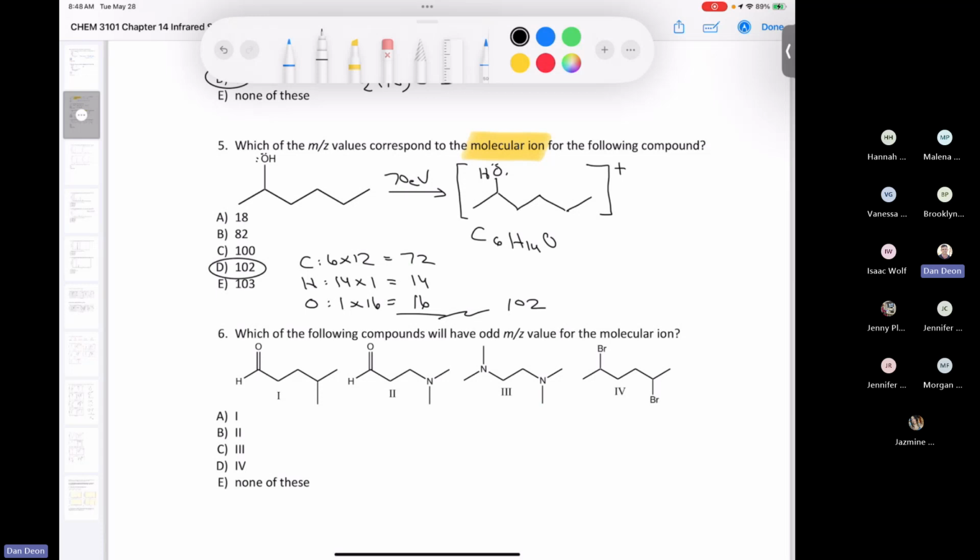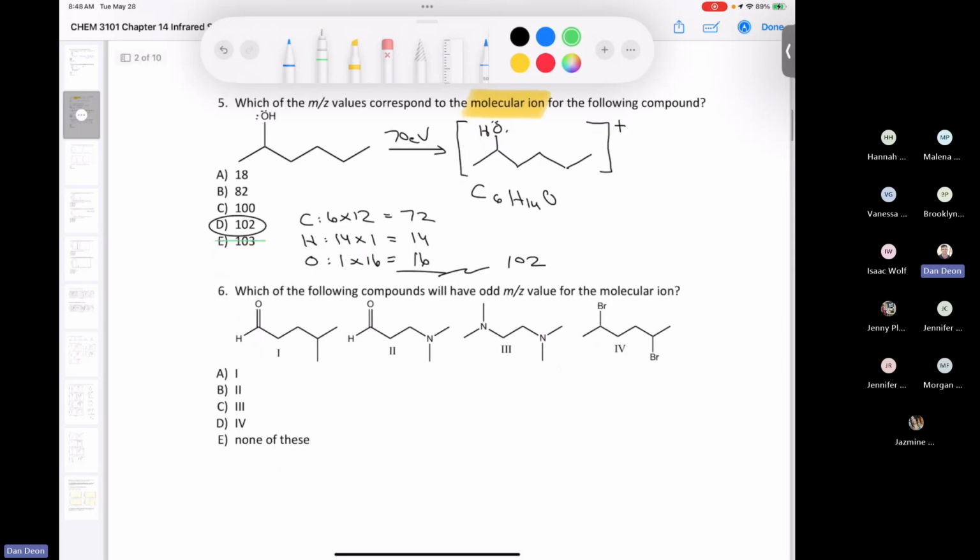Keep in mind the nitrogen rule, right? There are no nitrogens in the compound, and so it definitely can't be E because that one has an odd mass. So we see the nitrogen rule is going to come up in question number 6.